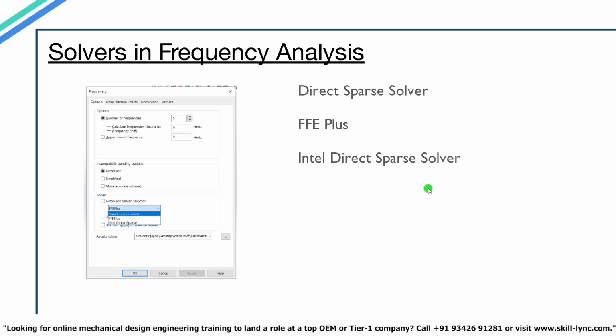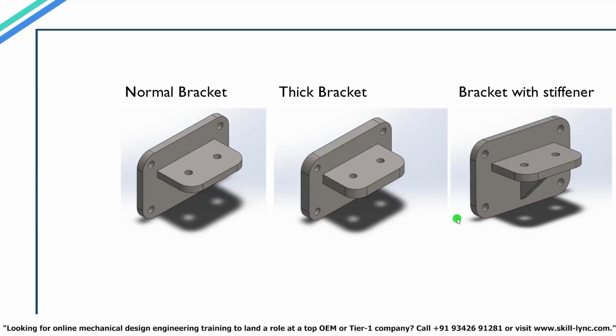So with this, let's move on to the software part. Let's start off by running a simple analysis of these three brackets. The main objective of our simulation is to determine which of these three brackets is most resistant to vibration. Here we have a normal bracket, then a thicker one, a little bit thicker in dimension, and then a normal bracket which has a stiffener.